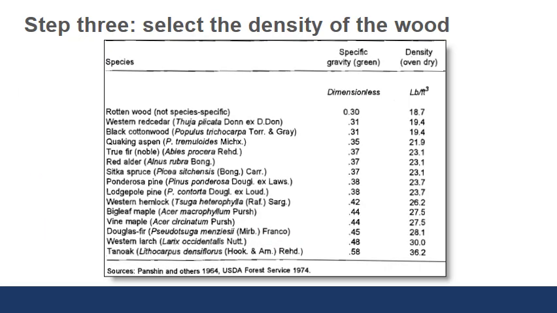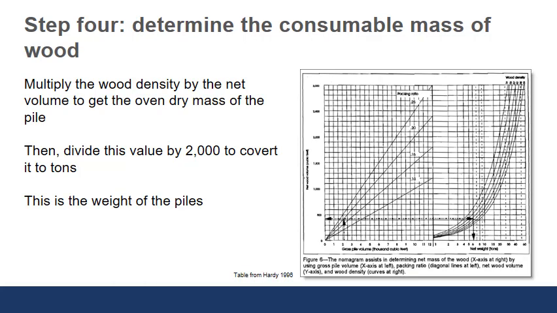In step 3, select an appropriate density for the wood in the pile. The table shown displays the density for 14 common wood types in the western U.S. If more than one species is present, you can do a weighted average of the two species in the pile. Multiply the wood density by the net volume to get the oven dry mass or weight of the wood in the pile. Divide this value by 2,000 to convert to tons. At this point, we have calculated the weight of our piles and may consider these into our fuels complex estimates. The relationship between all of the variables mentioned is displayed in the nomogram above.